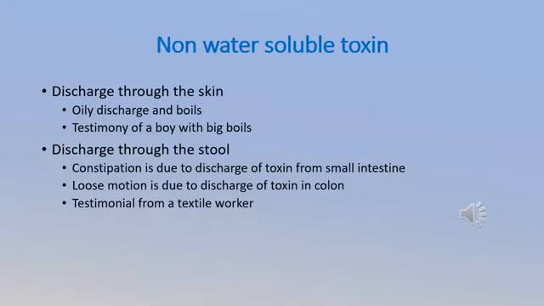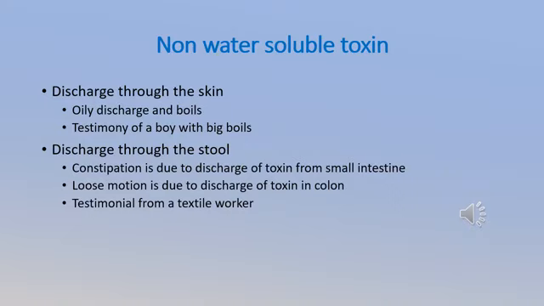Next is the non-water soluble toxin. The non-water soluble toxins are normally oil toxins or sometimes minerals. So they discharge through the skin. The skin becomes oily, and also sometimes boils and pimples appear on the skin. Most of the things are discharged through the stool. When discharged through the stool, some people experience constipation. Some people experience loose motion.